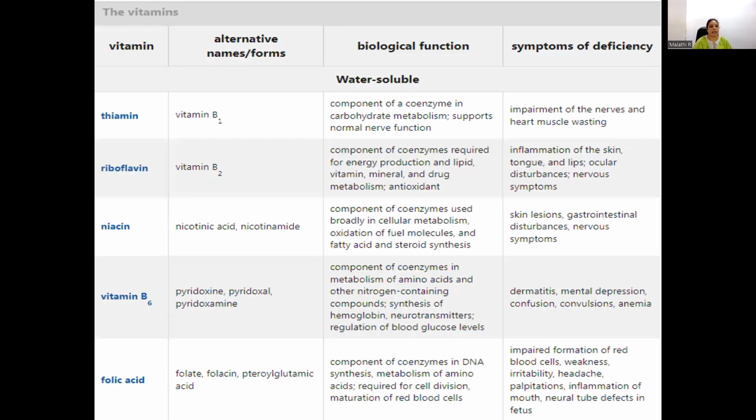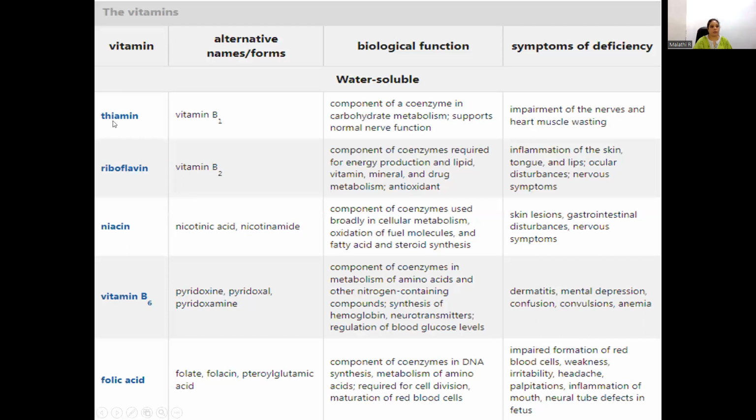So, if we take vitamins, we have two different classifications of vitamins. One is water soluble vitamins, the other one is fat soluble vitamins. The water soluble vitamins will be soluble in water. That is why they are called water soluble vitamins. Whereas in the case of lipid soluble vitamins, the vitamins will be soluble in lipids. So those you call lipid soluble vitamins.